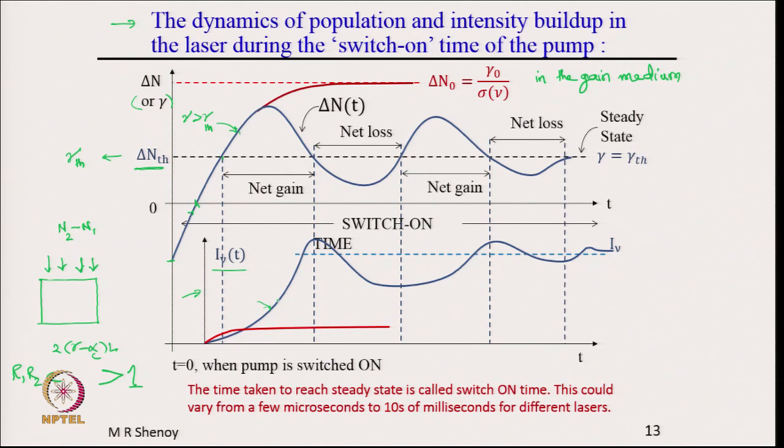The gain coefficient now starts dropping down, but still it is greater than gamma threshold, so intensity is building up. The gain coefficient drops down continuously and drops below the threshold value. This is the threshold line. So, the gain coefficient drops below its threshold value. When the gain coefficient drops below its threshold value, the intensity starts decreasing exponentially.